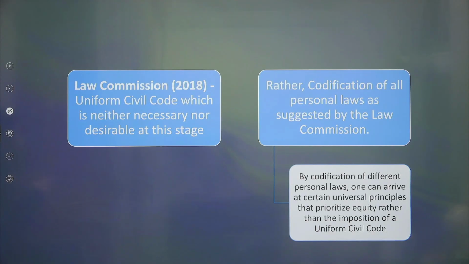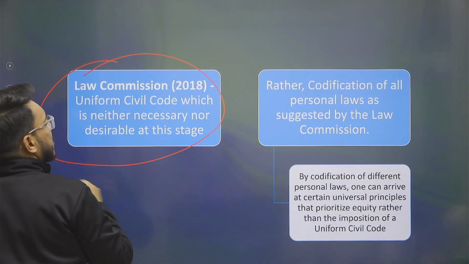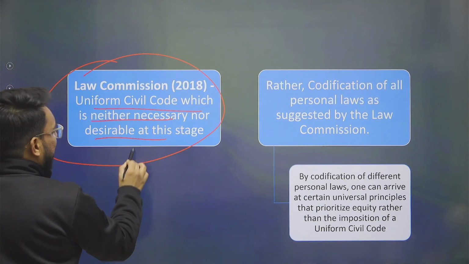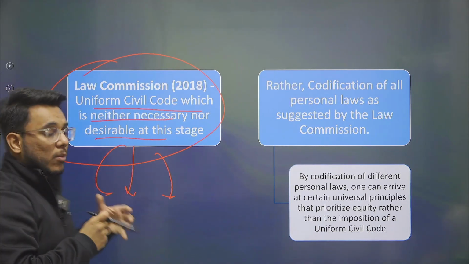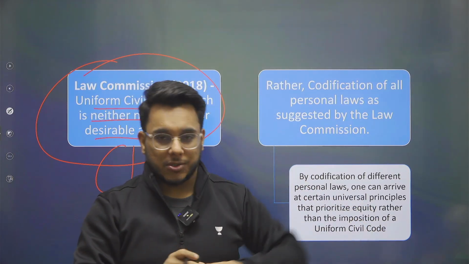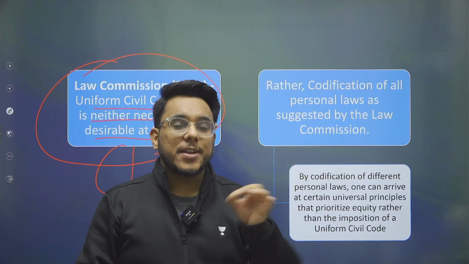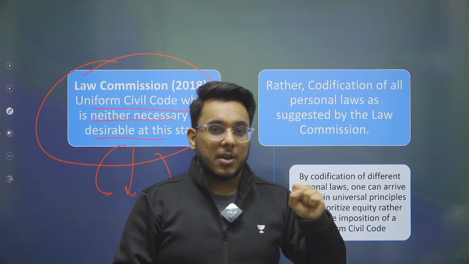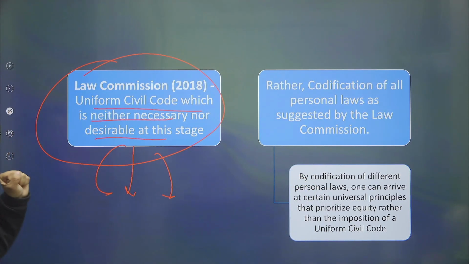Moreover, there are some other references also. For example, the Law Commission specifically provided that the Uniform Civil Code is neither necessary nor desirable at this stage. Why? Because right now, the atmosphere is one where distrust is there and polarization is going on in society. If we bring the UCC, minorities will assume that it is an imposition of the majority religion, majority culture. Such kinds of suspicions will emerge.